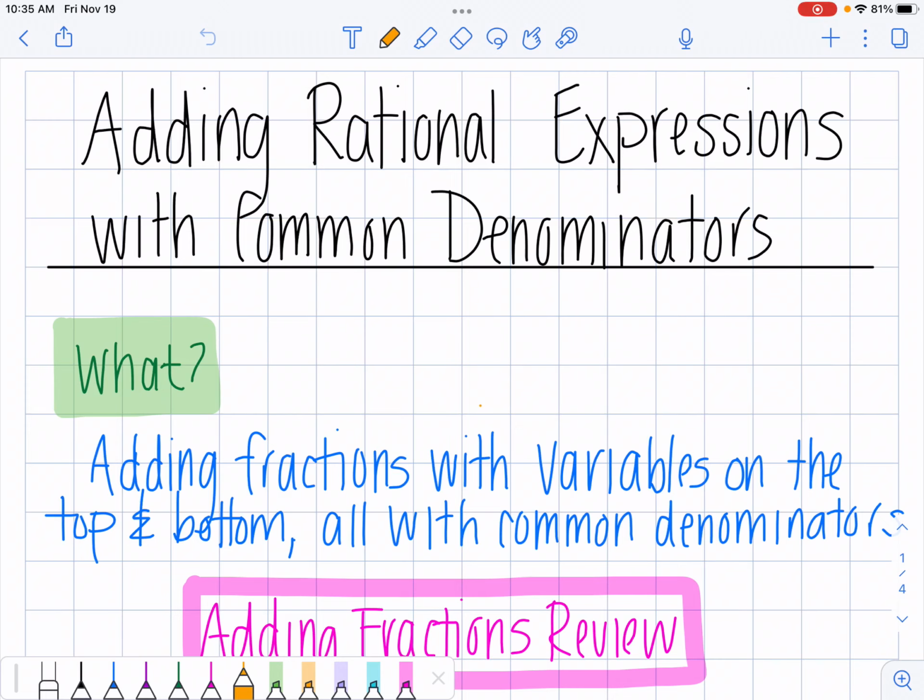In this video, we're going to learn about adding rational expressions with common denominators. So what is a rational expression? It's a fraction with both constants and variables. And common denominators mean that the denominator, or the bottom part of my fraction, is going to be the same, and the top parts are going to be different. So we're going to talk about how to add those together.